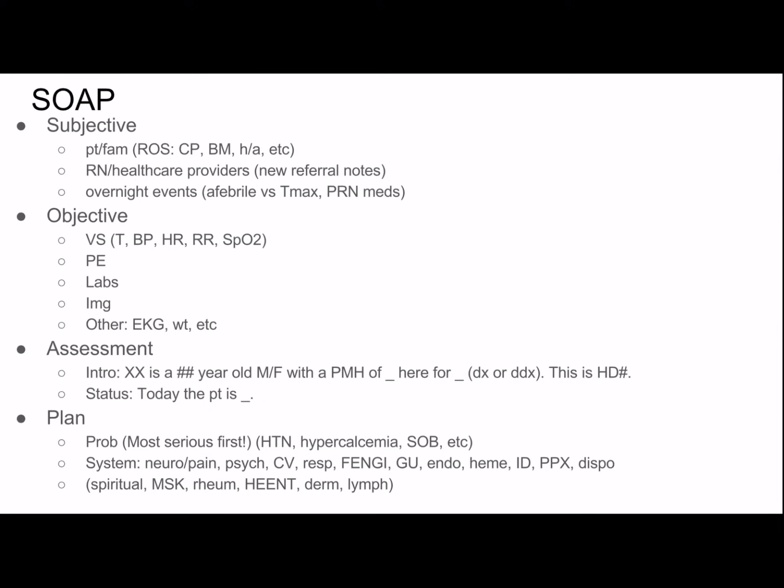Other areas that you can include in the systems list include spiritual, musculoskeletal, rheumatology, HEENT, dermatology, or lymphatics. And in each section, whether it's by problem or by system, you can discuss any further diagnostic tests that you would like to order, the current treatment or a suggested treatment plan, any referrals that you would like to get, or any patient education that needs to occur.